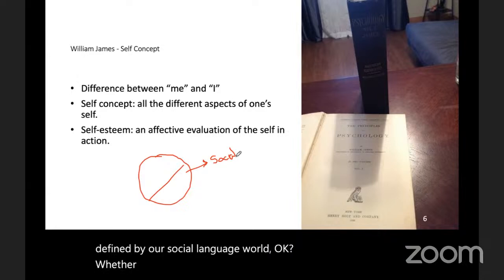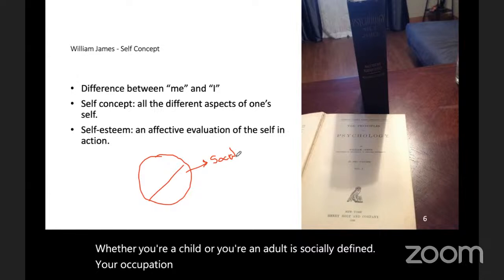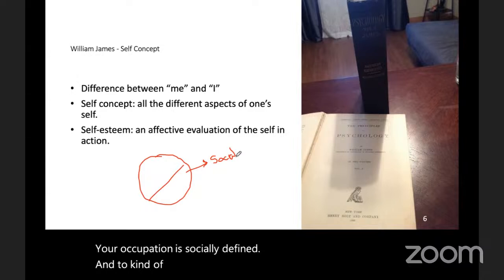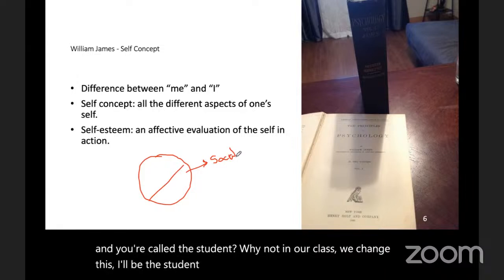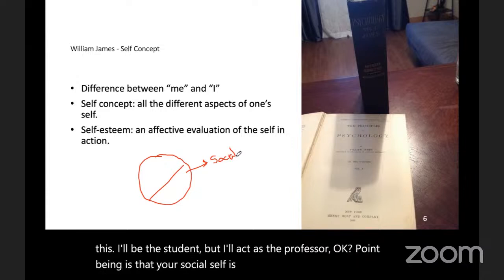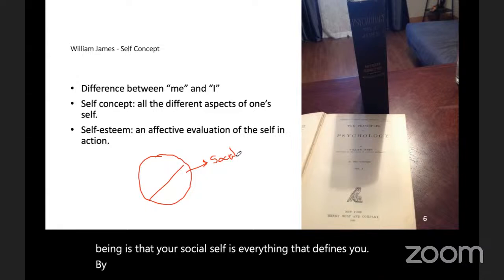Whether you're a child or you're an adult is socially defined. Your occupation is socially defined. And to kind of emphasize this point, why am I called the professor and you're called the student? Why not in our class we change this? I'll be the student, but I'll act as the professor. Okay. Point being is that your social self is everything that defines you by your social world.